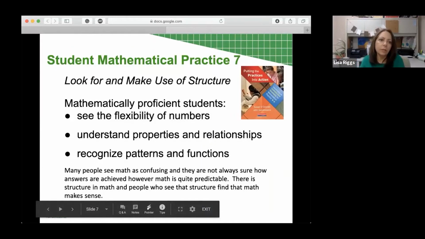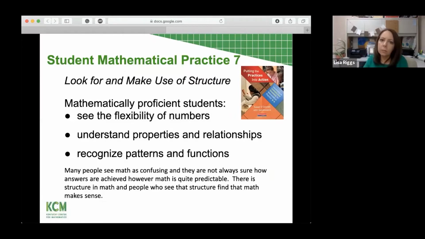So we want to think about student mathematical practice 7, I think was the most applicable to our topic today, which is to look for and make use of structure. Okay? And one of the books that we give out in our primary course is Putting the Practices into Action, which goes in depth with each of those practices. So if you're looking for a resource that's going to help the teachers within your building or to help you as well to understand those mathematical practices, this is a good resource for you to explain those a little bit more in depth.